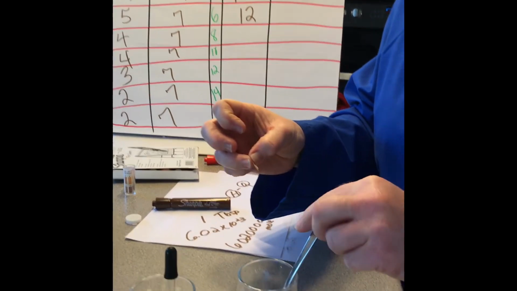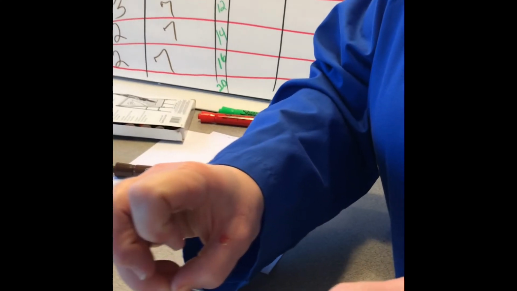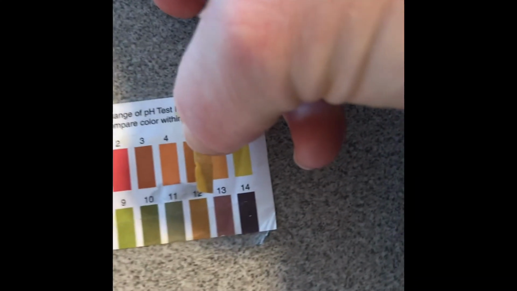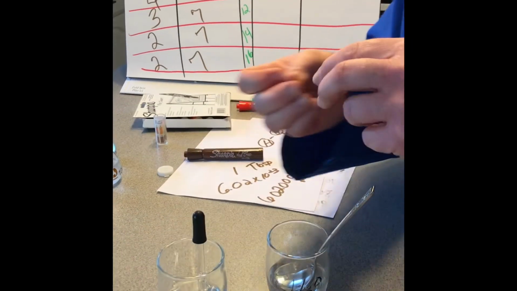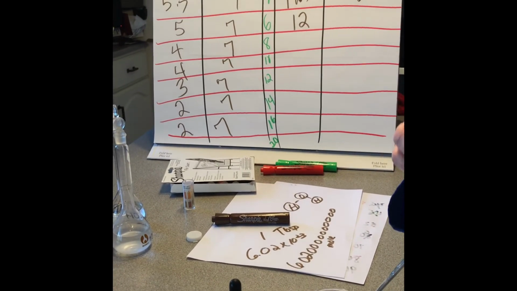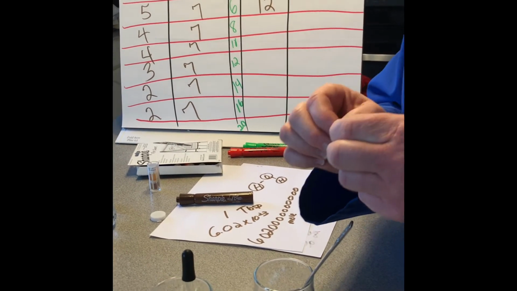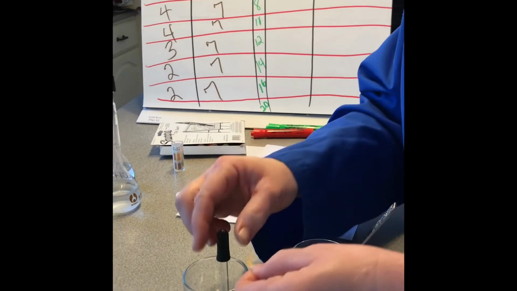Okay? And now we'll add this to the water. 12. Yeah, I think it's still a 12. The paper is kind of shady, so it's hard to see in the light. All right, and this last one, this is for the buffer, and then we're out of pH paper.